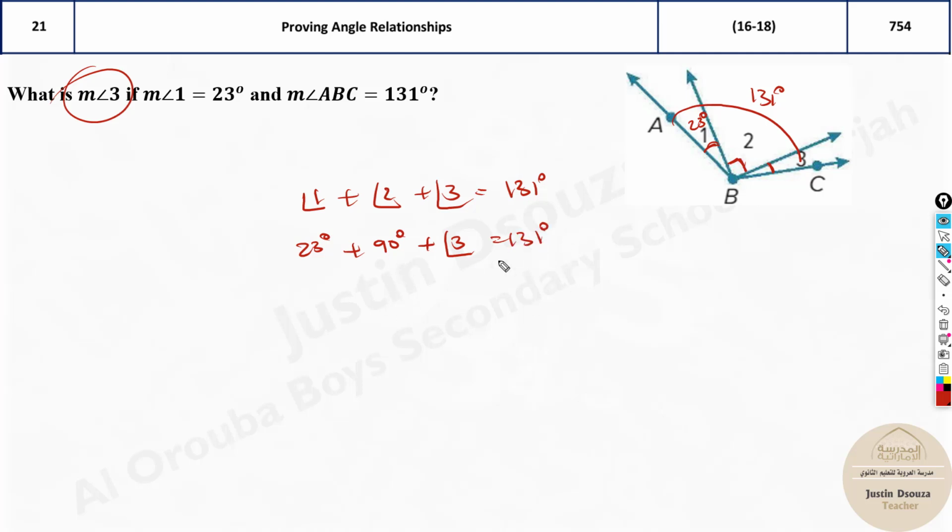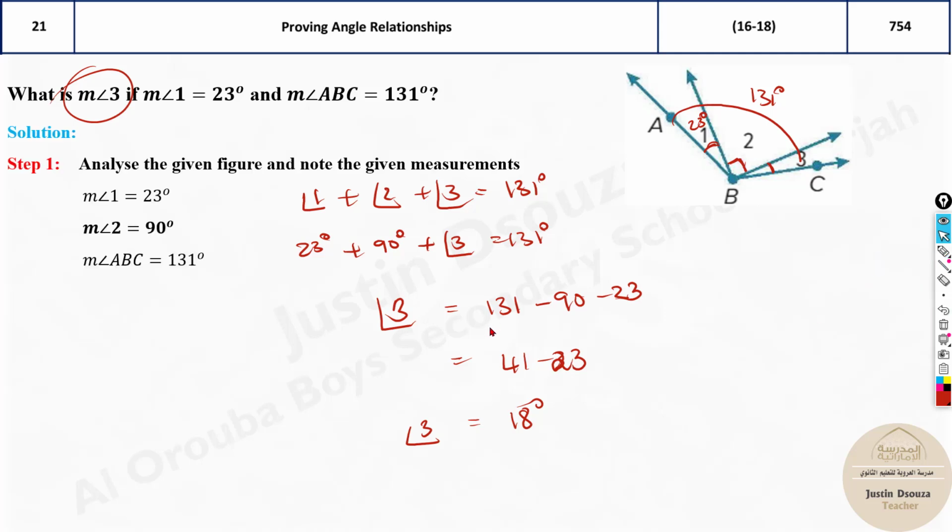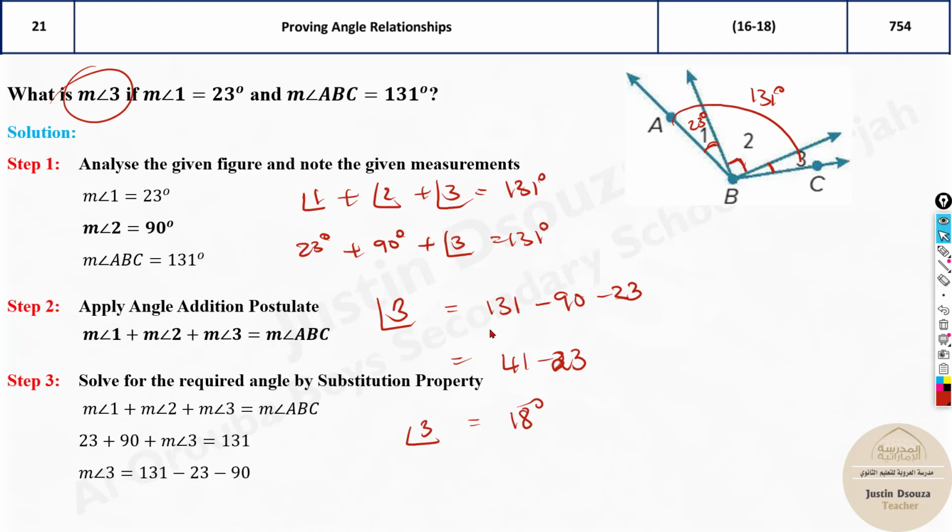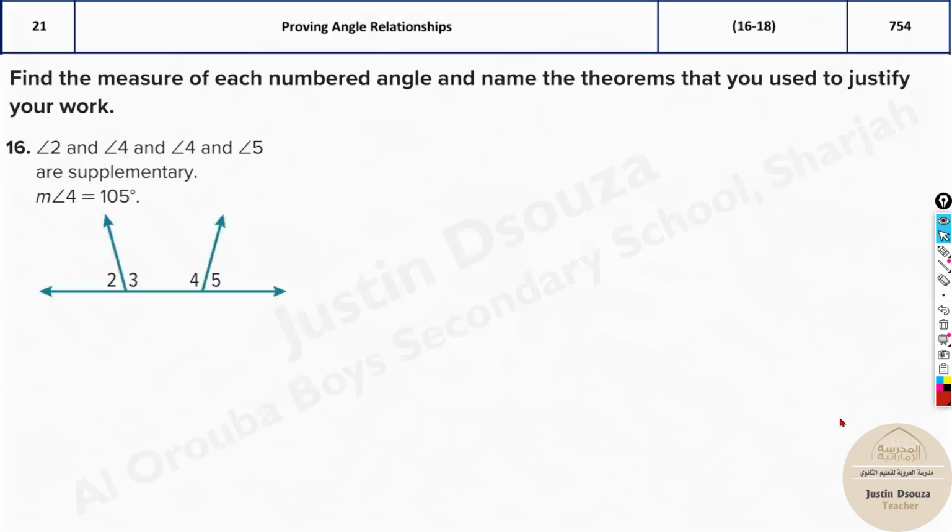Now take everything to the other side and solve for only 3. So it'll be 131 minus 90 minus 23. So it'll be 41 minus 23. It will be 18 degrees. So the measure of angle 3 would be 18 degrees. So that's how we solve it. Over here, and there we go, it's 18.